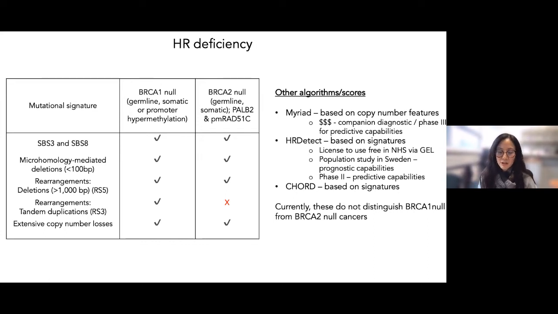So if you're looking at a sample and you're thinking this might be HR deficient, can I run one of those algorithms, please, to check, to give me that confidence. Now, a good decision support tool will just give it to you anyway. So hopefully by the time this starts to get into the NHS, all that information will just come to you. You'll get the signatures, you'll be able to find rearrangement signatures 3 and 5 and copy number scores, and then you get the HRDetect score or the CHORD score or the Myriad score. Maybe not Myriad, because I think that might be under license. Patented. Okay, anyway, HR deficiency.